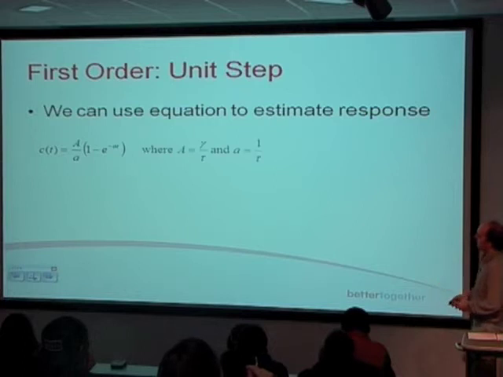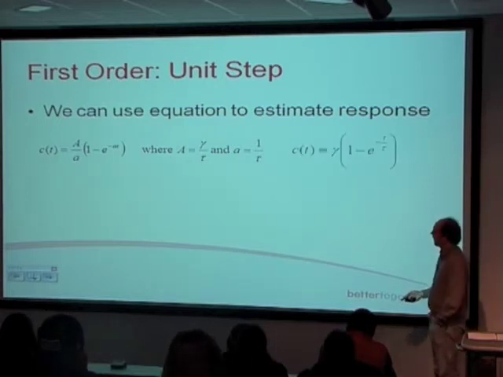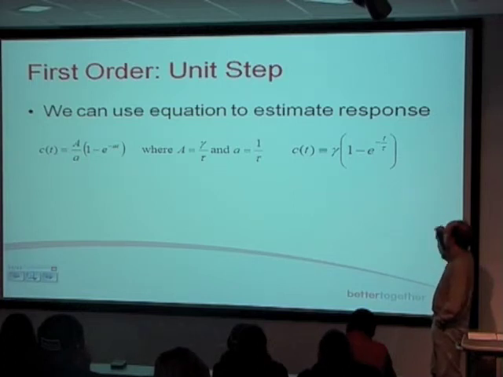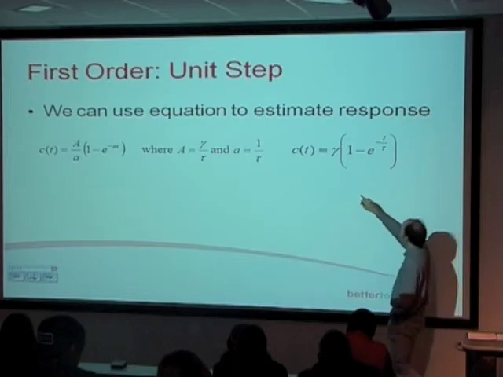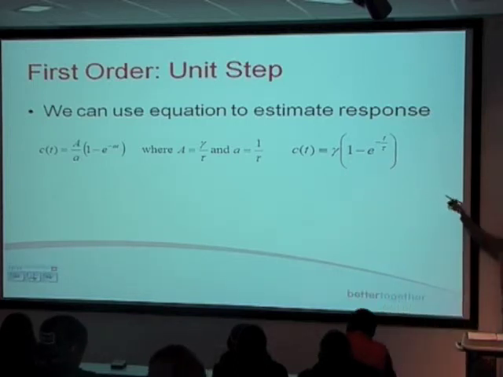Okay, so we know before that a is gamma upon tau, and little a is 1 upon tau, and we can rewrite it in terms of our terms. So we end up with C of t is the gain multiplied by 1 minus e to the minus little t upon tau. Okay, so this is our time response.